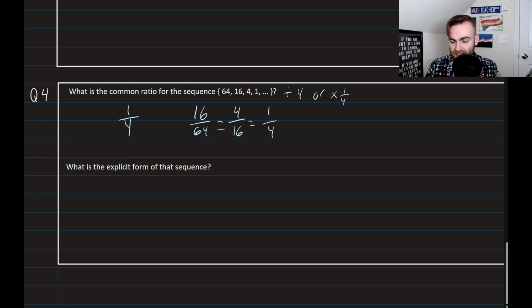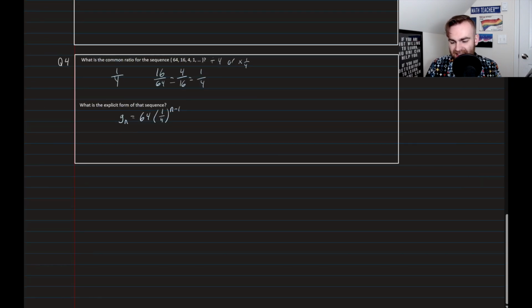Last but not least is, what's the explicit form of the sequence? Well, I'm going to do the first term because, well, I think it's the nicest. We have g sub n is equal to, well, the first term is 64. We're going to multiply that by 1/4 to the power of n minus 1. And that is it. So sequences, not too bad.